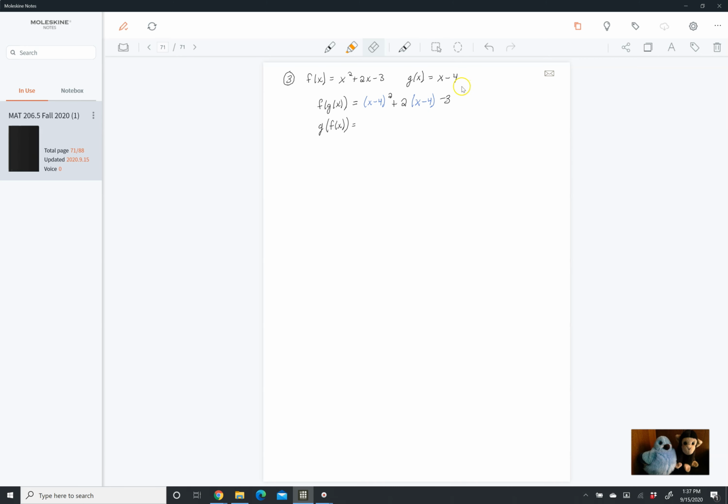So instead of x, we're replacing this with f of x. So x squared plus 2x minus 3, and then minus 4. Okay. You may be asked to simplify these. If you are having a lot of trouble simplifying the algebra, please contact me, okay?